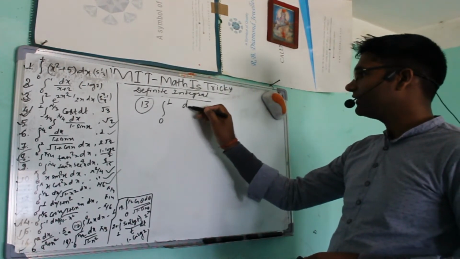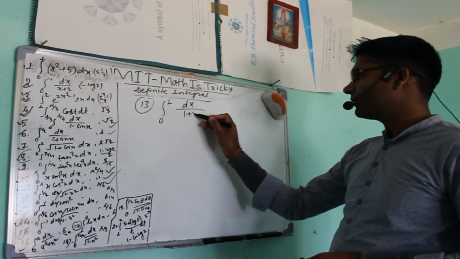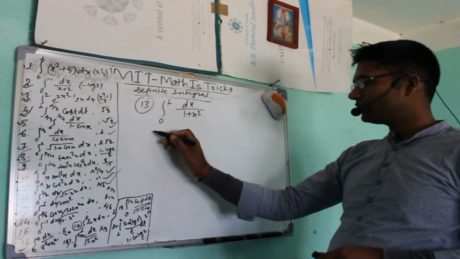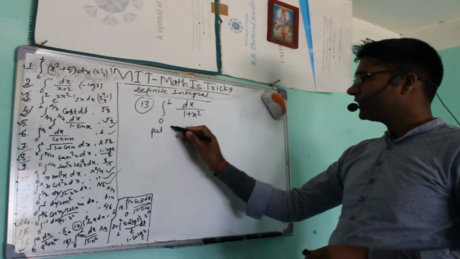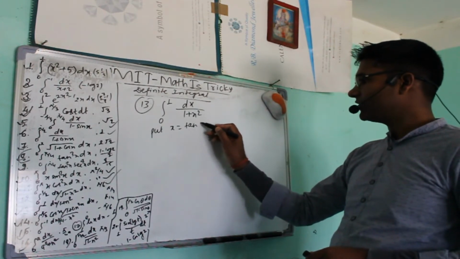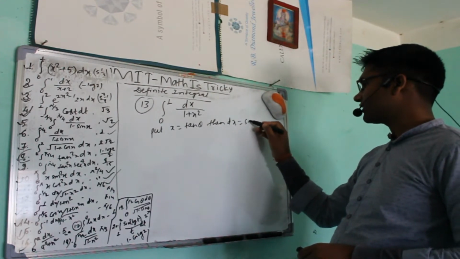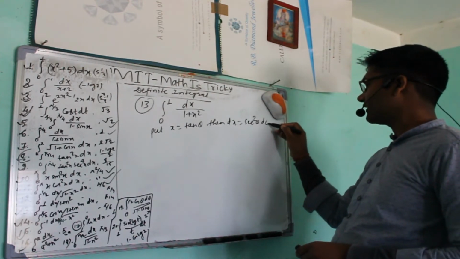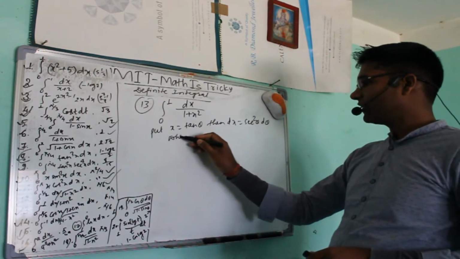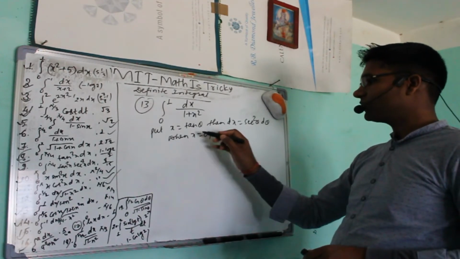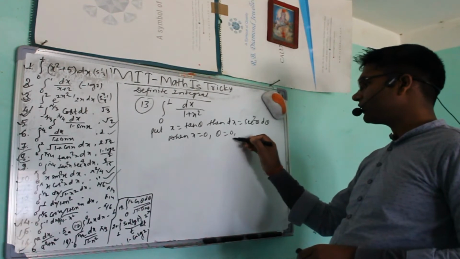Okay, so now let's move to question number 10. Question number 10 is integration from 0 to pi of x sine square x dx.